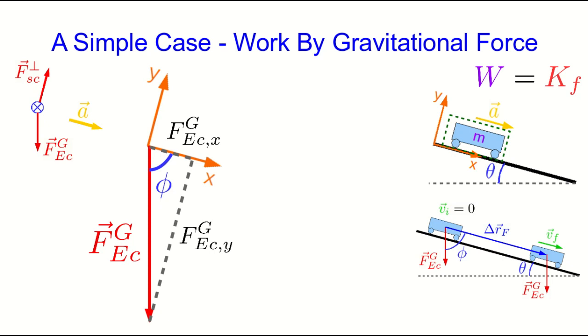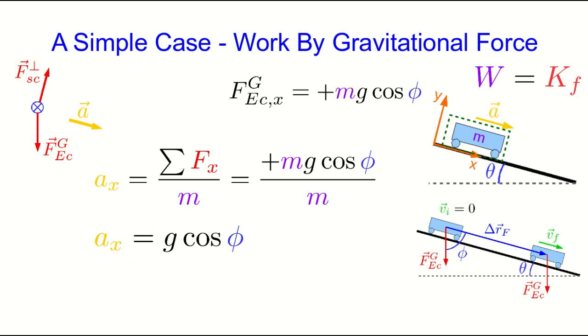And looking at the triangle, you can see that the x component, which is the one we're going to be interested in, is the adjacent side to that angle phi. And so we can say that it is just the magnitude of this gravitational force times cos phi. Or in other words, it's mg cos phi, where I'm emphasizing that with my choice of axes, that's positive.